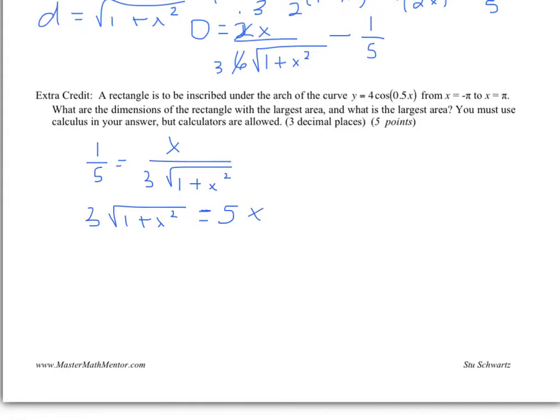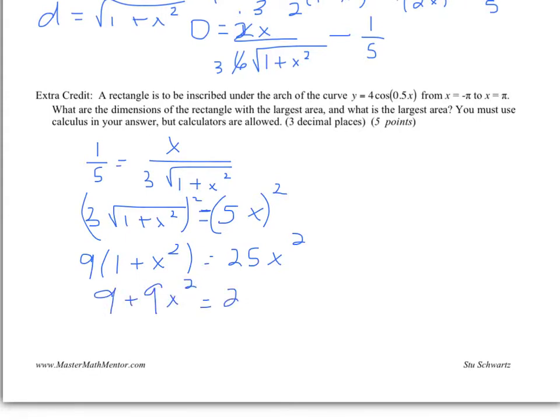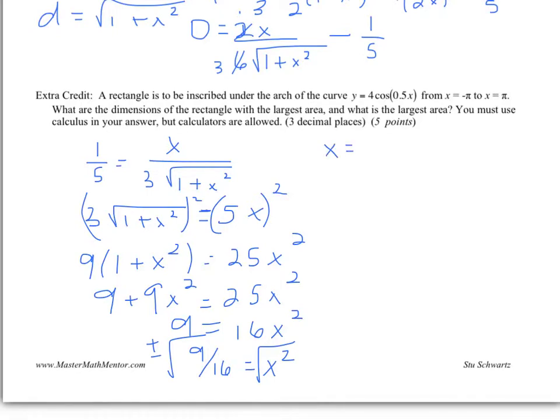And kind of messy. Let's square both sides. So I'm going to get 9 times (1 plus x squared) equals 25x squared. And I just continue to solve. So 9 plus 9x squared equals 25x squared. So 16x squared equals 9. So 9 over 16 is equal to x squared. Square root, plus or minus. X is a distance though, so it's just going to be positive 3/4.